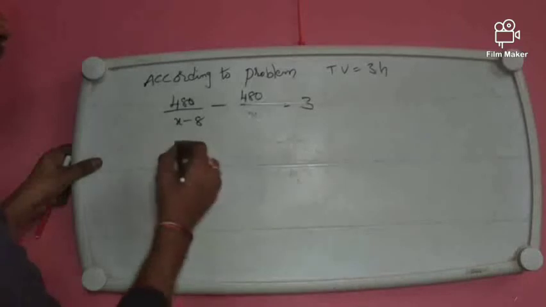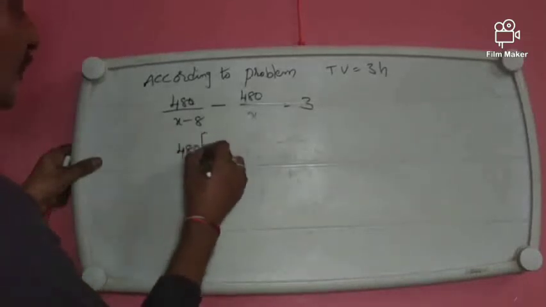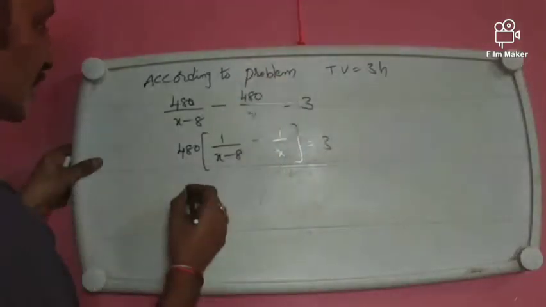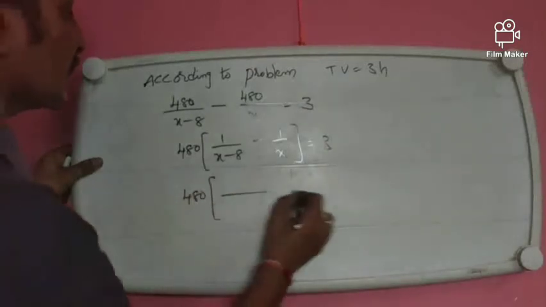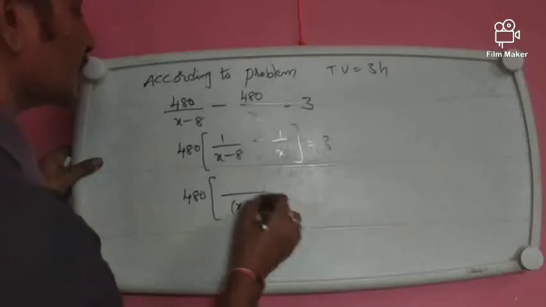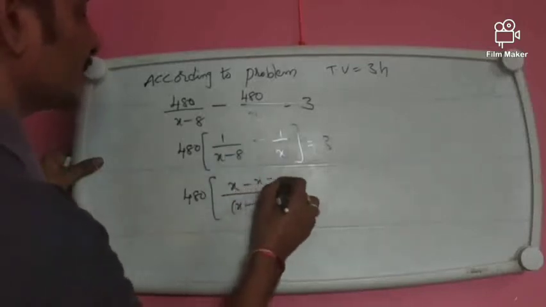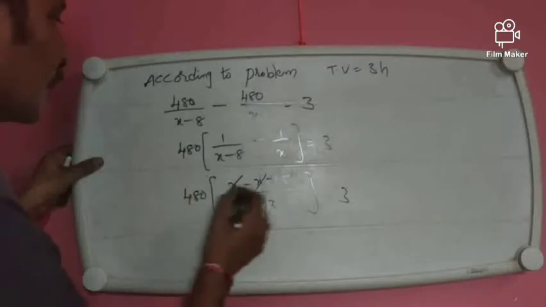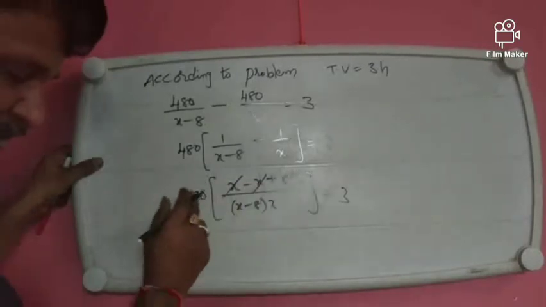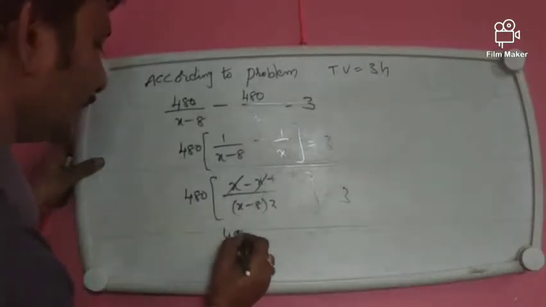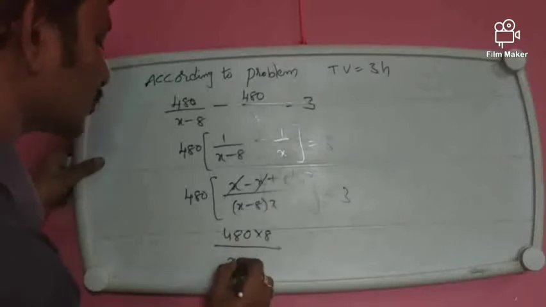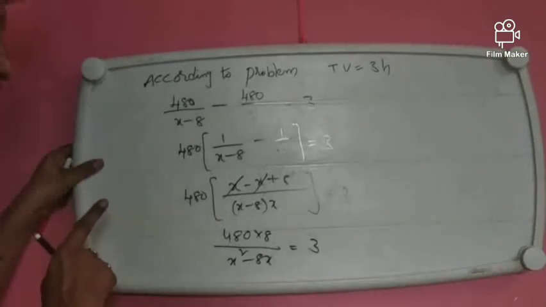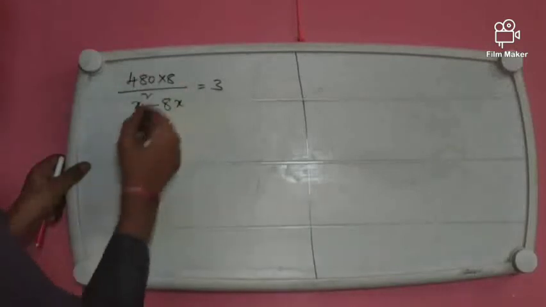Like yesterday, now our problem will become really easy. Taking 480 common, 1 by X minus 8 minus 1 by X is equal to 3 hours. Now 480, as usual calculation, X minus 8 into X. Now X minus X plus 8 is equal to 3. Now positive X and negative X cancel. 480 into 8, how much? 480 into 8 is 3840, over X square minus 8X is equal to 3. Okay.